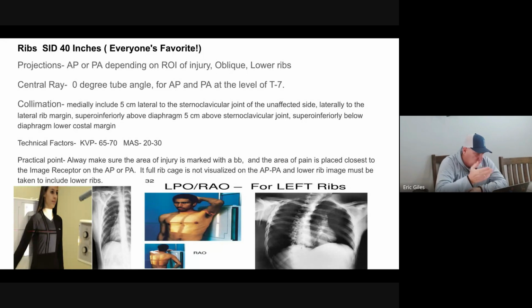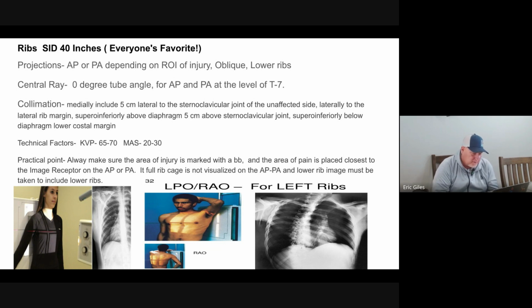So collimation, we already talked about that. We want to make sure we include the sternoclavicular joint. And with your lower ribs, you want to make sure that you get the diaphragm and the costophrenic angle, or you want to see the bottom ribs, basically.